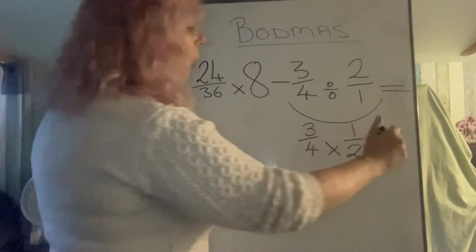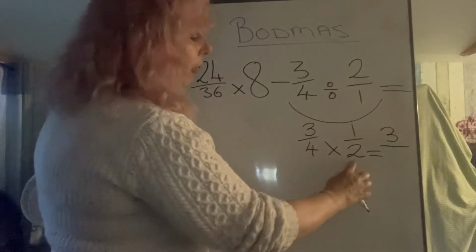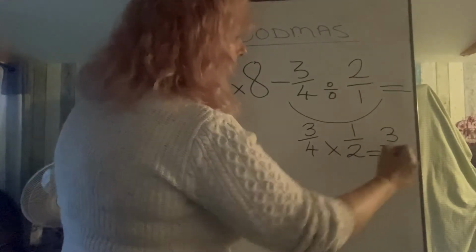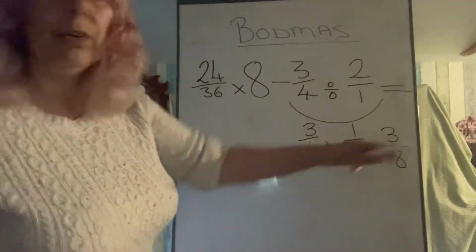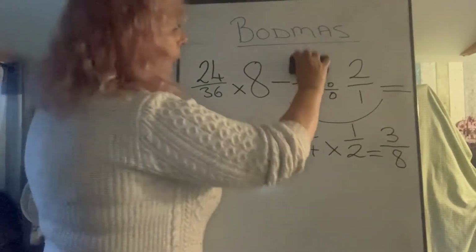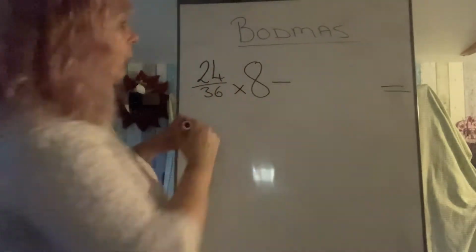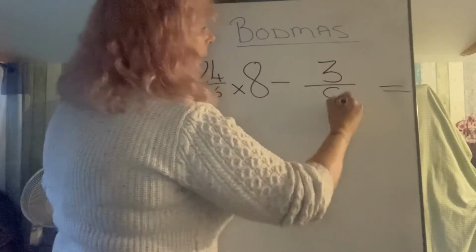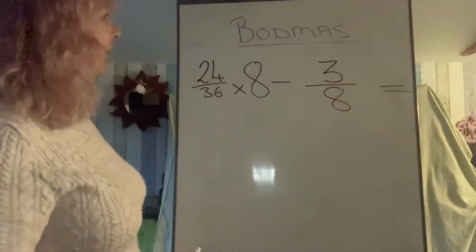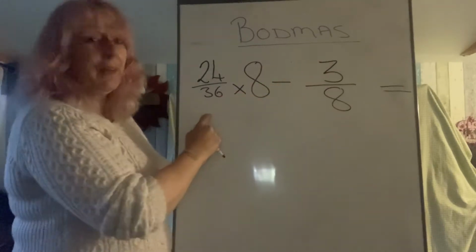3 times 1 is 3. And 4 times 2 is 8. So our answer to this part of the equation is 3/8. So we can take this out now and we can pop our answer in, already making our equation look a little bit simpler. So the next thing after division is multiplication, and we've got one of those over here.